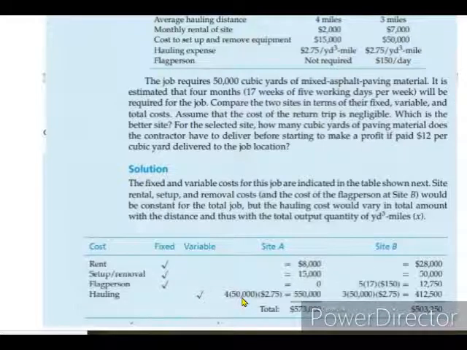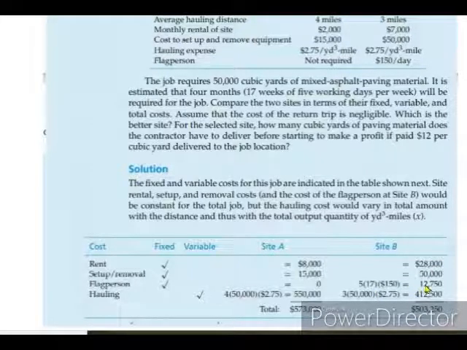Multiply by 50,000. What is 50,000? It is the work requirement, the cubic yards. Then the per yard cost, which is $2.75. So you multiply all of them, then add all of this under site A. So the total is $573,000.